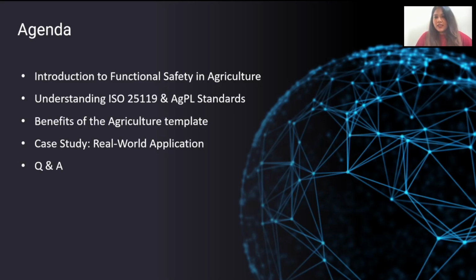So in today's presentation, we will be looking into the importance of functional safety in agriculture. We'll understand how the ISO standards work. We'll look into the AGPL standards as well. We will then look into the various features and benefits of Aurorian's agricultural template, followed by a case study at the end of the presentation. And we will also have a Q&A session at the end.